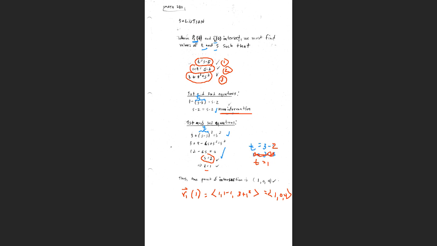If you had S equals 2 in the second space curve, the second vector equation, you'd have 3 minus 2, 2 minus 2 is the second component, and then 2 squared is the third. And that's also going to give you 1, 0, and 4. So that is your point of intersection. Are there any questions so far before I move to the next page?